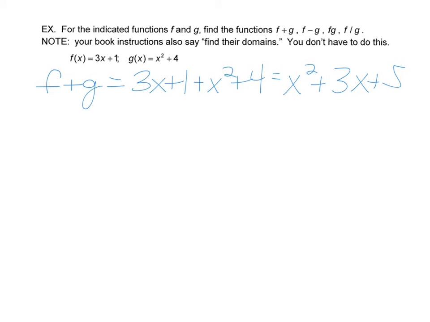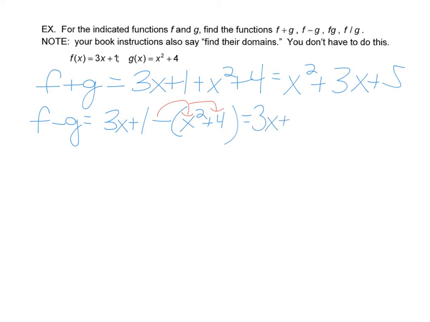The subtraction, f minus g, you have to be careful not to mess your signs up. I would write the f and then minus, then in parentheses, the g. That will help you remember that the subtraction goes to all the terms, to the x squared and to the 4. So it would be 3x plus 1 minus x squared minus 4, and combined like terms would be negative x squared plus 3x minus 3.